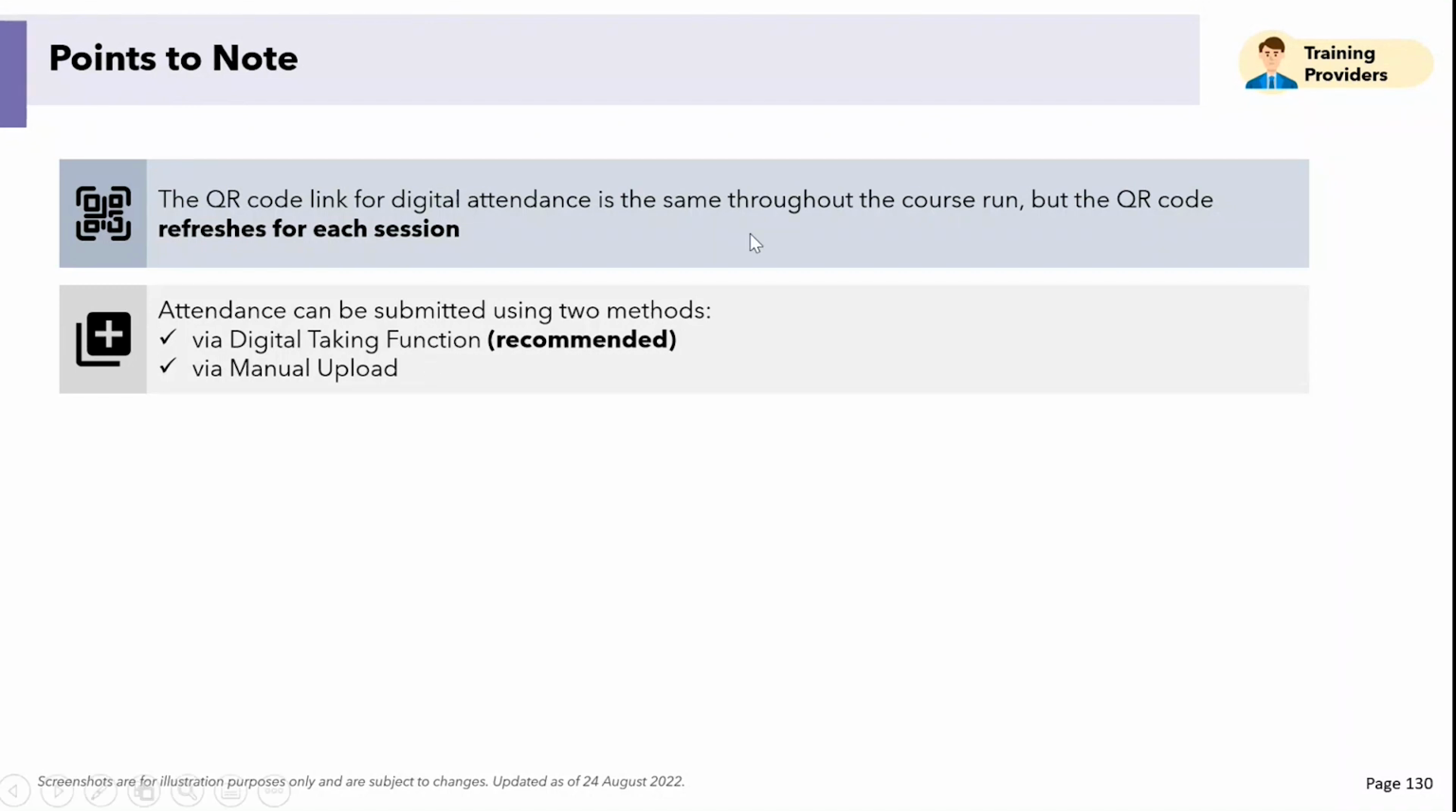submitted two ways digitally, whereby the attendees can scan a QR code or enter an attendance code, and then the attendance will automatically be uploaded to TP Gateway. The second method is manual, whereby the TP will need to download and then upload an Excel into TP Gateway. However, it is much more tedious, and the digital method is the recommended one.